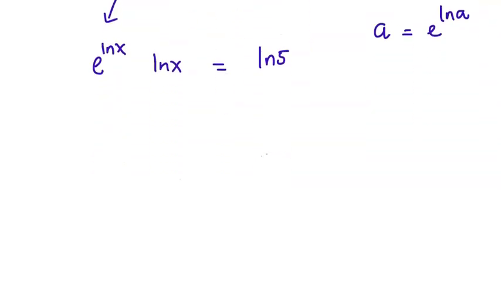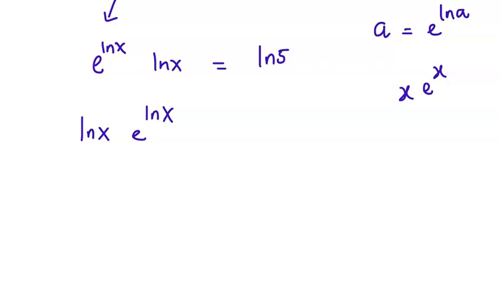Okay. So the left hand side is similar to this. x times e raised to the power of x. How? We can write it as the ln of x multiplied by e raised to the power of the ln of x. And from the right hand side, this is equal to the ln of 5. Now we can take the Lambert function on both sides. So you see when the Lambert function comes in, right?